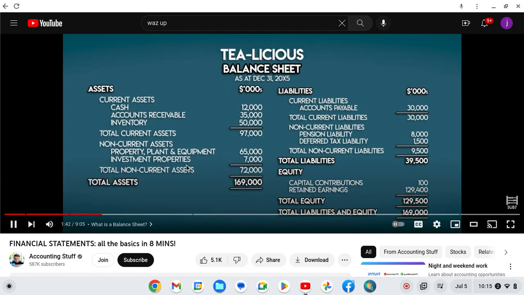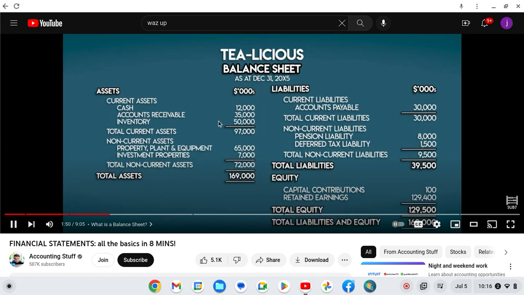On the left-hand side of the balance sheet, we have a list of everything the business owns, that's its assets. And on the right, we have everything the business owes, its liabilities and equity.